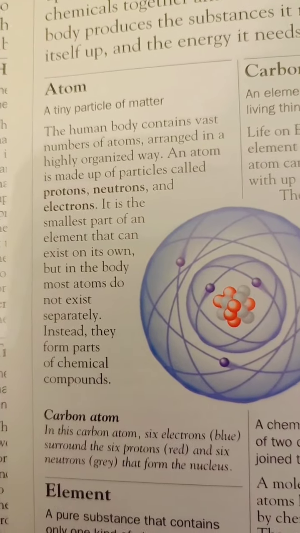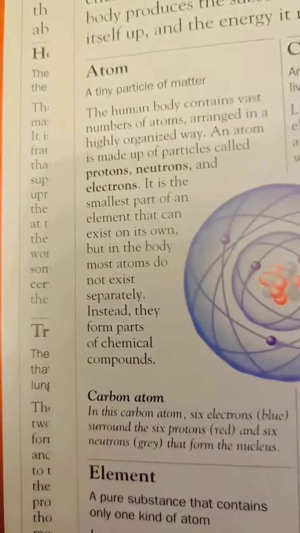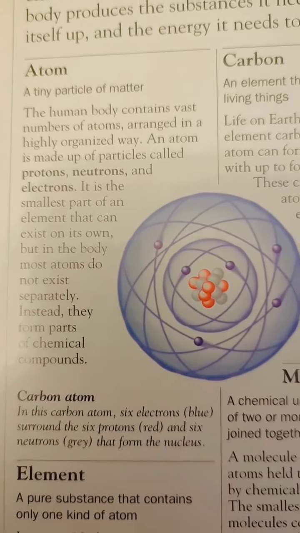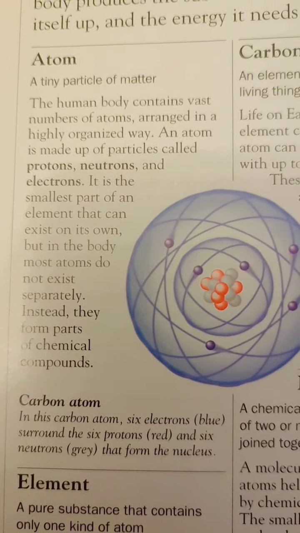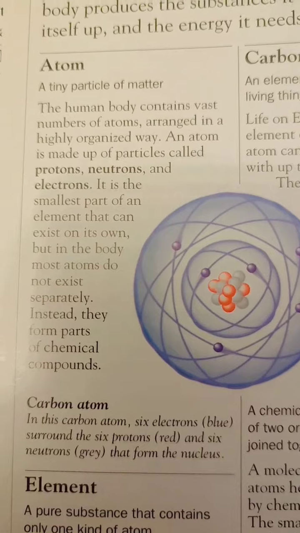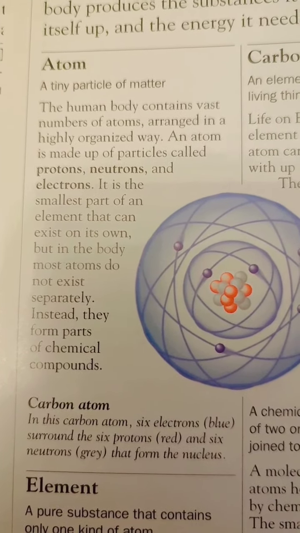It is a very tiny particle of matter and the human body contains a vast number of atoms. It is the smallest species inside our body. An atom is made up of particles called protons, neutrons and electrons. It is the smallest part of an element that can exist on its own.